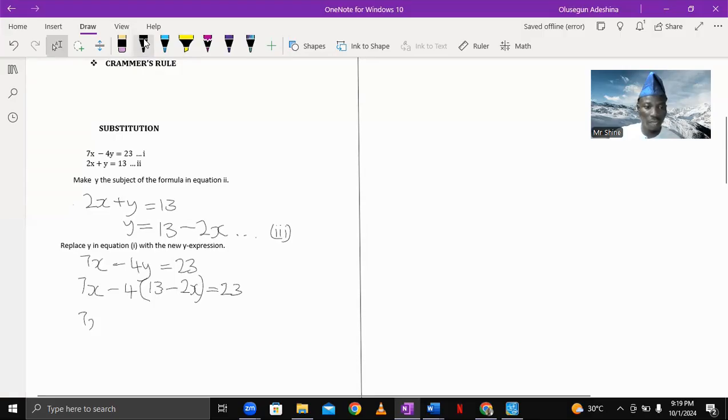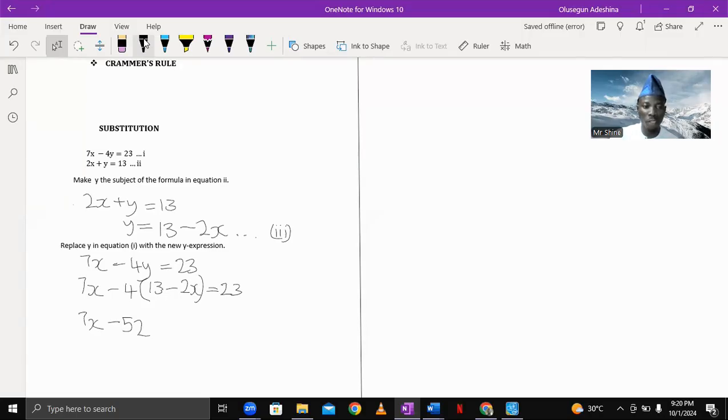That becomes 7x minus 4 multiplies into the bracket, meaning that it's going to multiply each of these terms in turn. So minus 4 times 13 gives us minus 52. How do we do that? The signs in front of the numbers matter first. The sign here is minus, and the sign of the first number in the bracket is positive, a plus. Minus times plus gives us minus. 4 times 13 is 52.